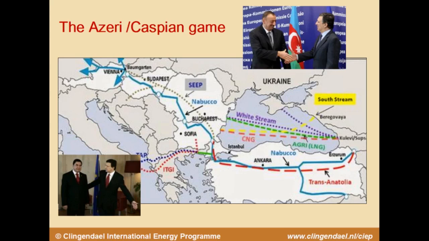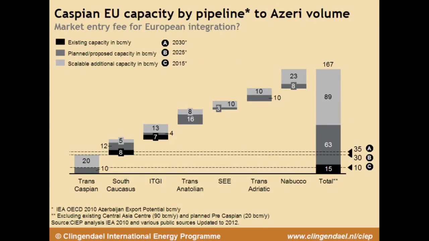But it does not mean that we should hide away from this new Caspian game that is ongoing, the Azeri gas. It will be quite busy if you look at all the proposed connections and pipelines in that region. This is something to be very much aware of, and it translates again to the pipeline capacity that is being developed and planned. So let's wait and see how that all moves.